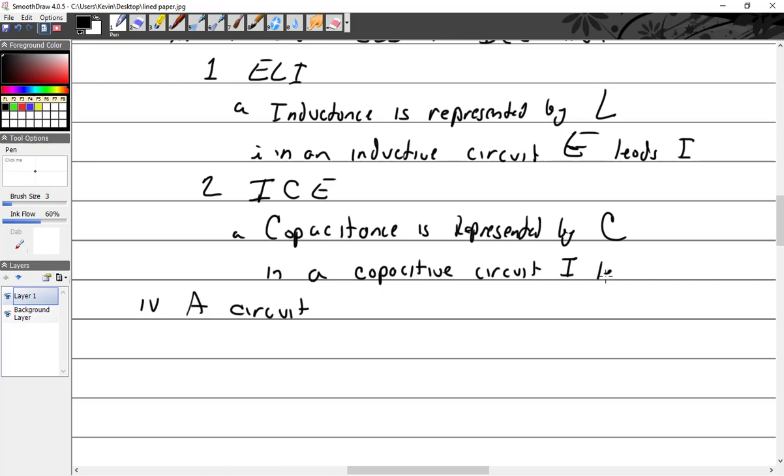I leads E. There we go. And you can look at it both ways. If I look at ELI, I say voltage leads the current. I could also say current lags the voltage, right? It's the same thing. It's just that the voltage is ahead.